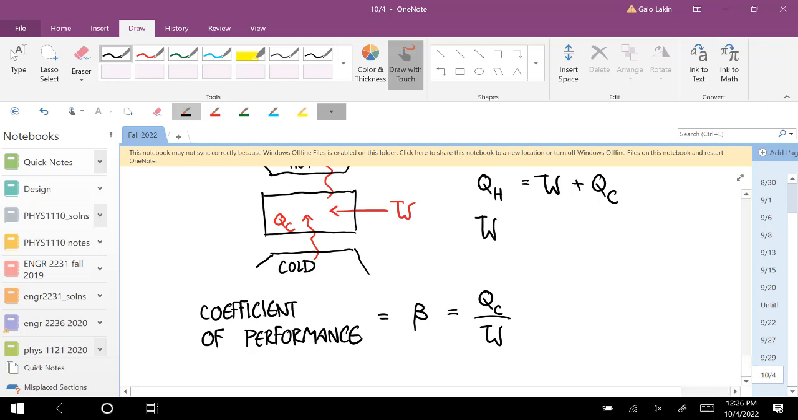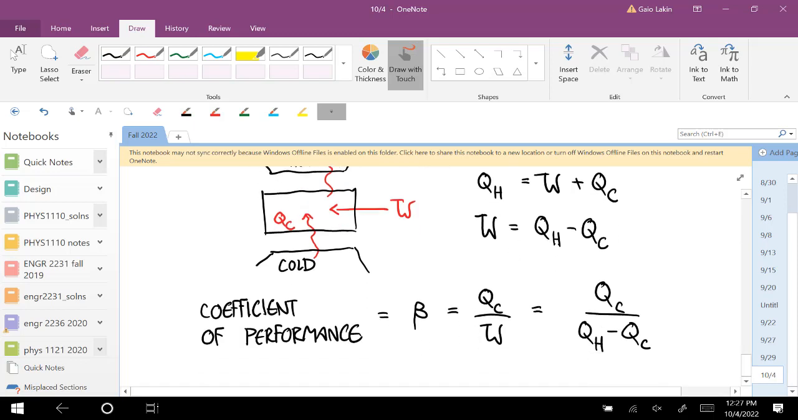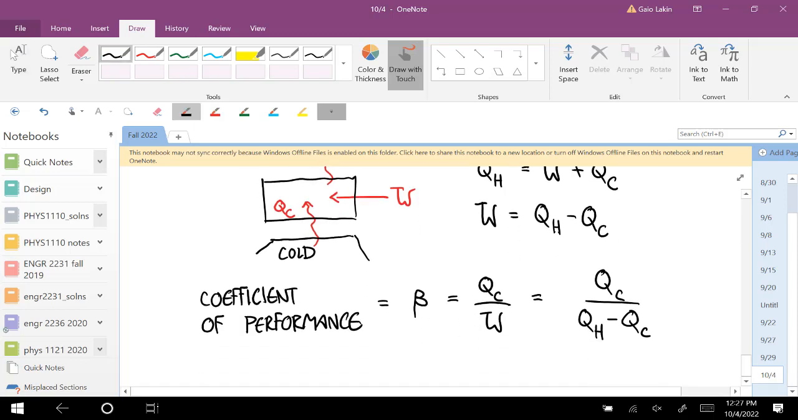If you rearrange the relationships between the energy inputs and outputs, work is equal to QH minus QC. Substitute that in for work in the coefficient of performance, and you get QC over the quantity QH minus QC. Notice that in all the ways that I'm rewriting these performance measures, I'm eliminating work from the equation and just writing it all in terms of heats. It's not totally obvious yet why we're going to do that, but when we start talking about perfect efficiency, we'll see why this is a useful way to write it.